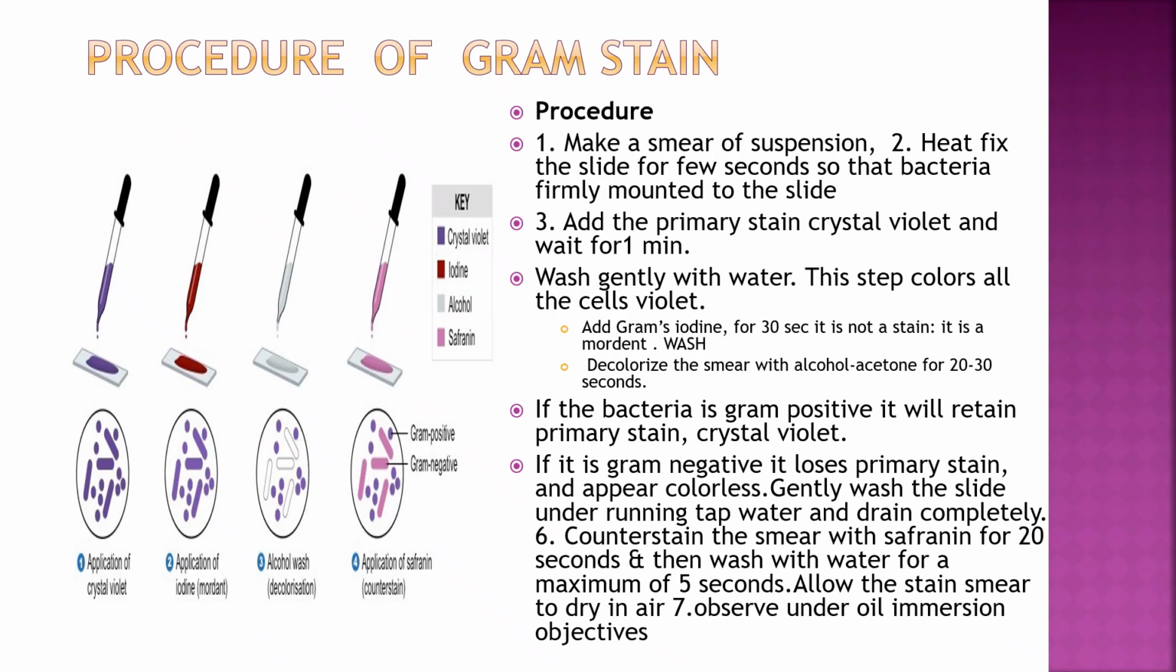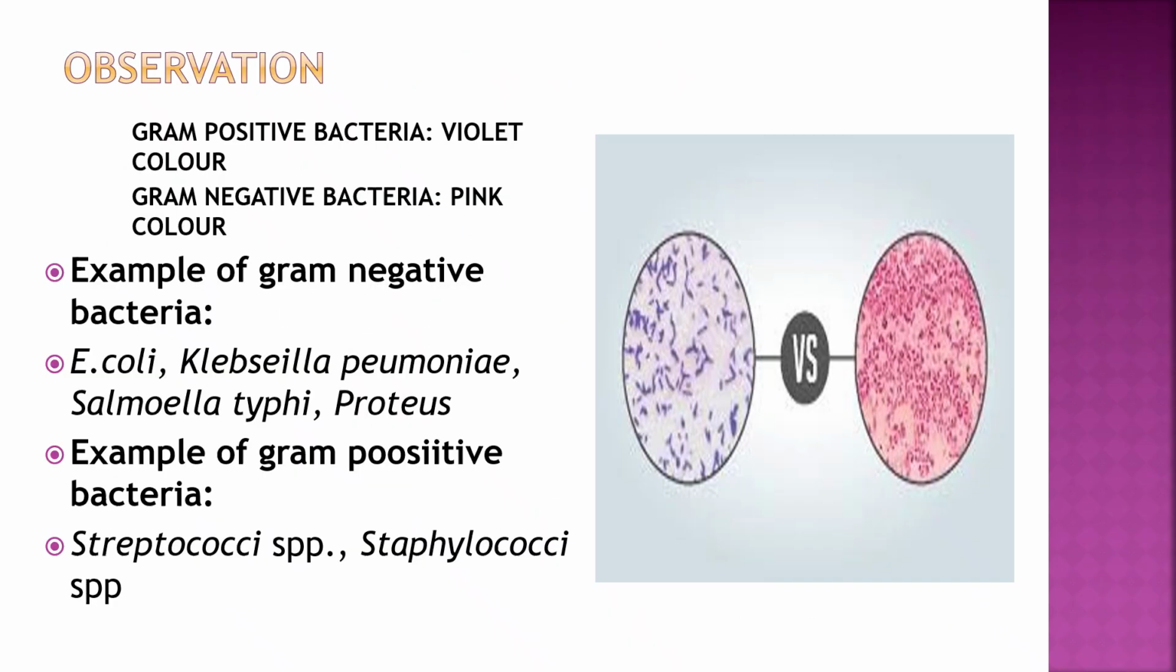So we already saw the procedure. That is, first you have to pour crystal violet, wait for 1 minute, then wash, then pour gram iodine, then wait for 1 minute, then wash under tap water, then decolorize for a few seconds with acetone alcohol, and then apply safranin for 1 minute, and then wash, and then dry, put oil, and then see under the microscope with the oil immersion lens. So here you can see now gram positive bacteria are violet in color, and gram negative bacteria are pink in color. And if they are round, they are called cocci, and if they are rods, they are called bacilli.